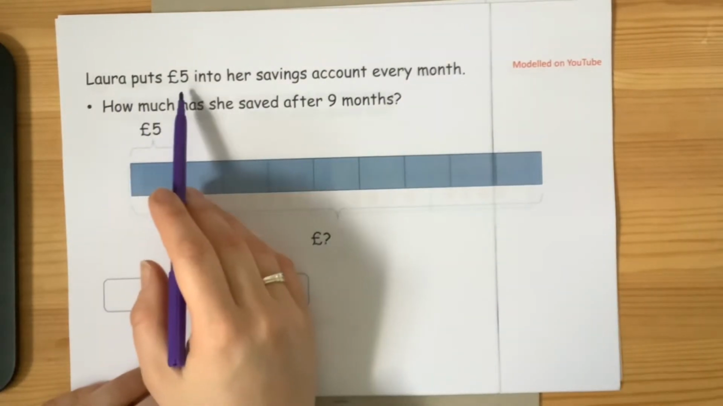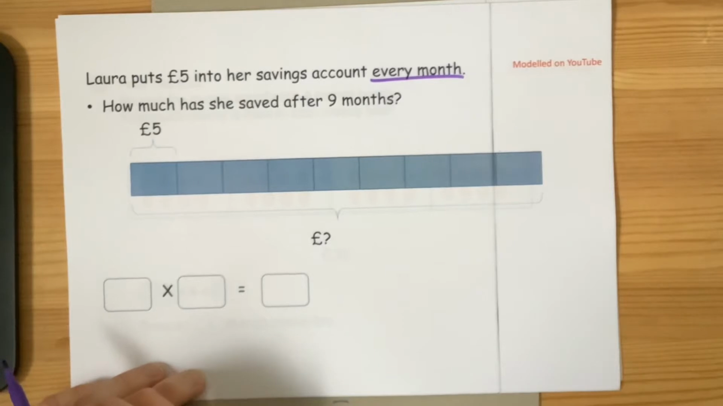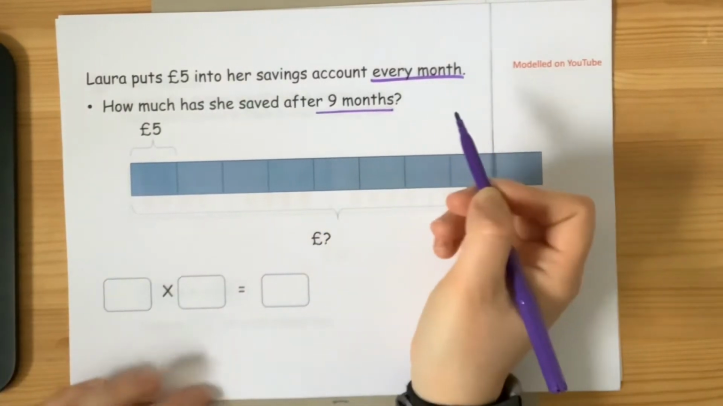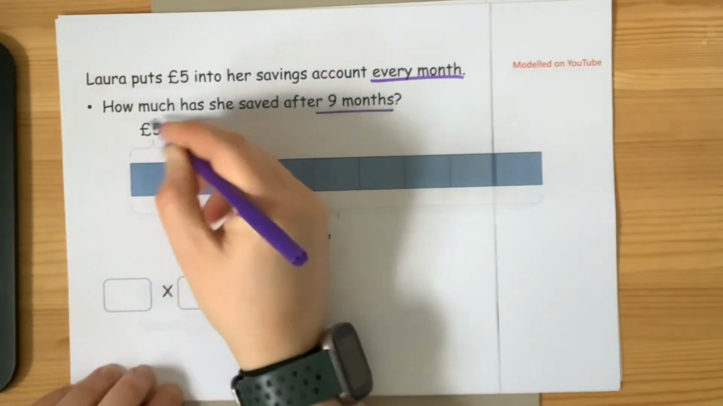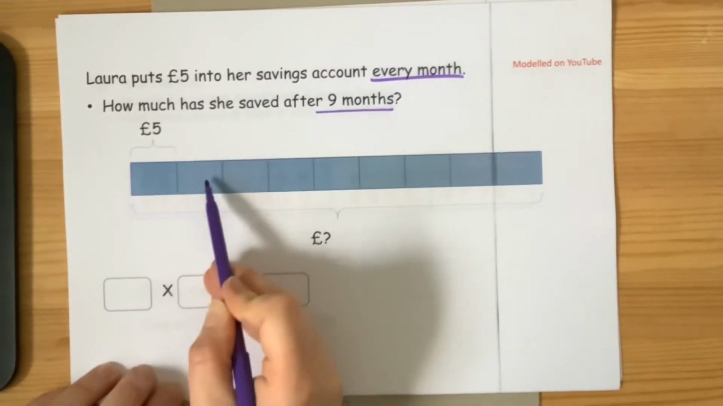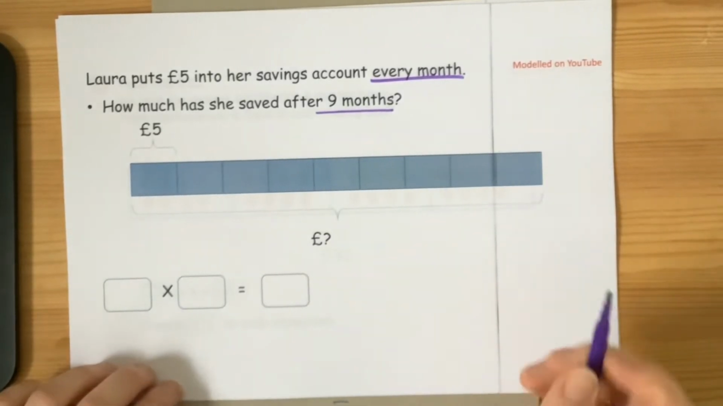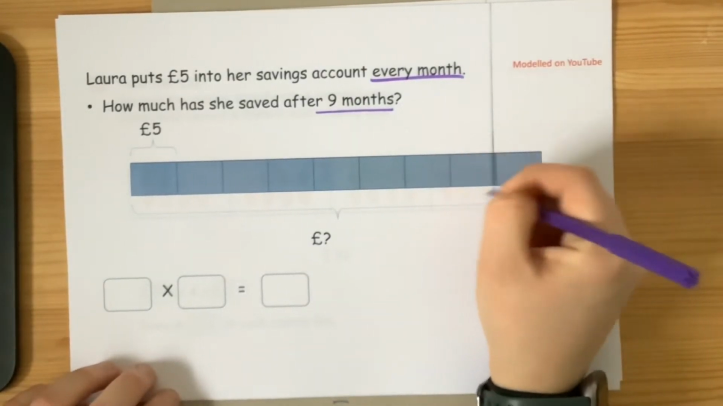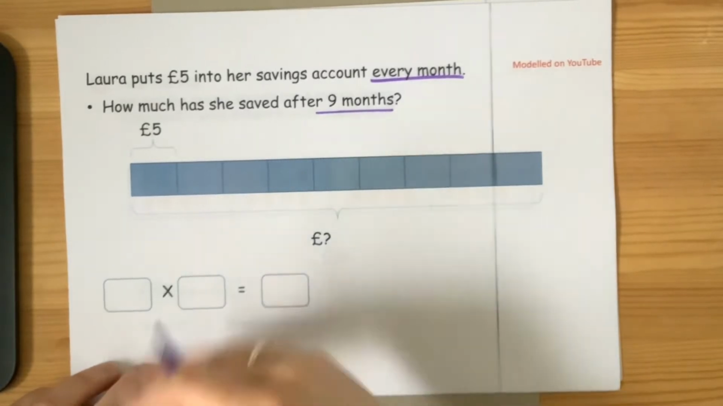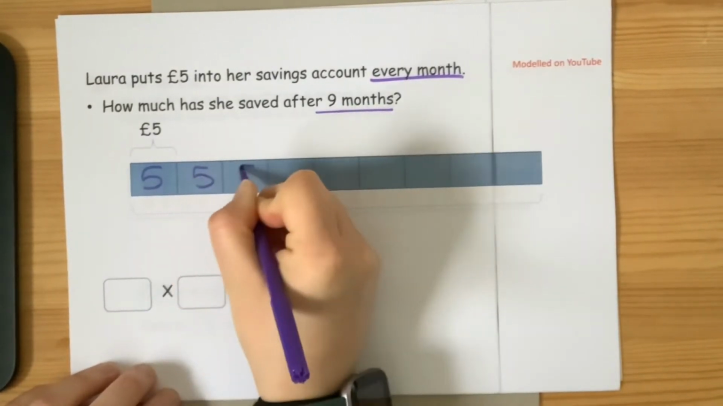So Laura puts her £5 into a savings account every month. How much has she saved after 9 months? So this part here represents 1 month. And I then have 1, 2, 3, 4, 5, 6, 7, 8, 9 parts, because each part is a different month. And each month she puts £5 into her savings account.